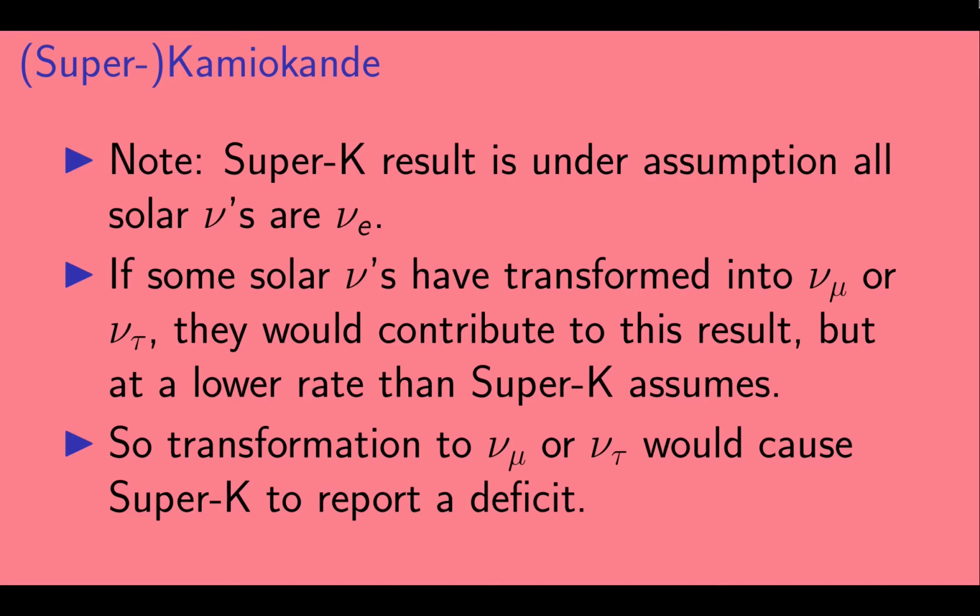We need to note at this point that Super-K's result is under the assumption that all solar neutrinos are electron flavored. Muon and tau neutrinos are less likely to interact in the detector. So if some of the solar neutrinos transformed into muon or tau flavor, they would contribute to the result, but at a rate approximately 1/6 as large as Super-K assumes. So transformation of solar neutrinos into muon or tau flavor would cause Super-K to report a deficit.